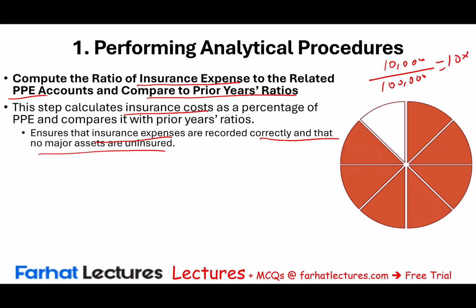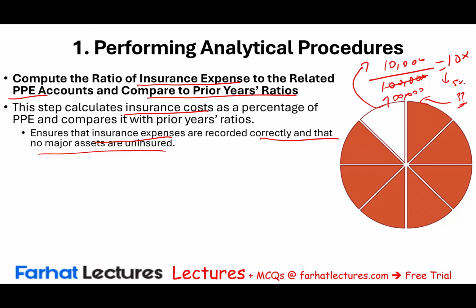Now, what could happen is this. If we have more assets, let's assume now we have $200,000 in assets, this ratio will drop to 5%. You would say, hold on a second. Why did it drop? If you acquire more assets, it means you should insure them. As you acquire more assets, your insurance cost should go up. So it tells you something is not right.